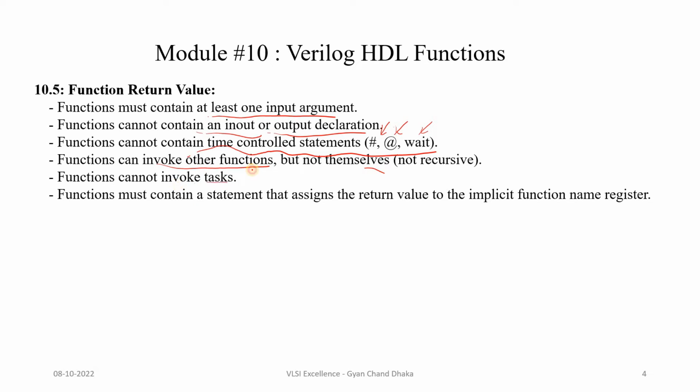Functions cannot invoke tasks because tasks can have timing control statements. We will cover tasks in our next module, but one difference between functions and tasks is that functions cannot have timing control statements while tasks can. And a function must contain a statement that assigns the return value to the implicit function name register. So whatever register variable gets created when we declare a function, we should have at least one statement in the function that assigns some value to that variable.